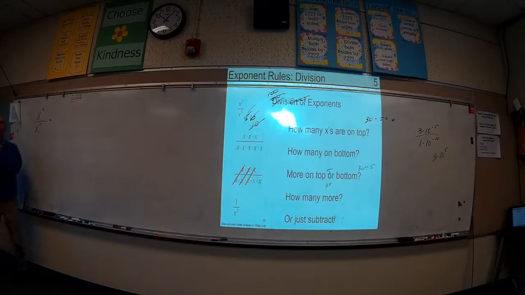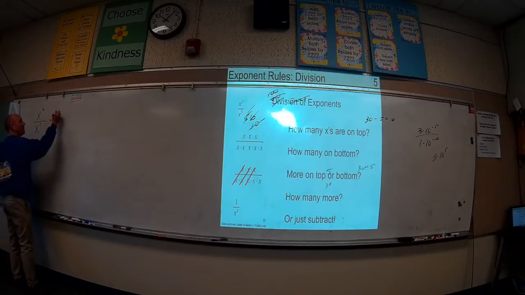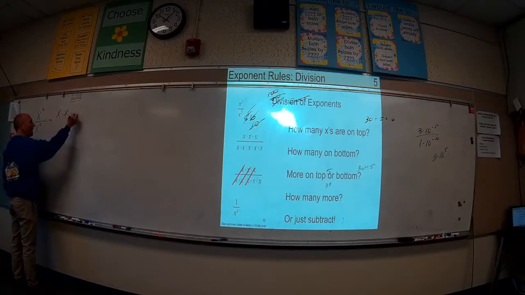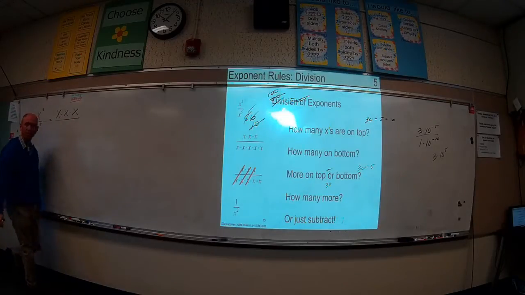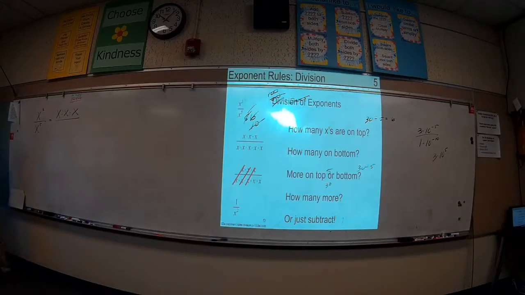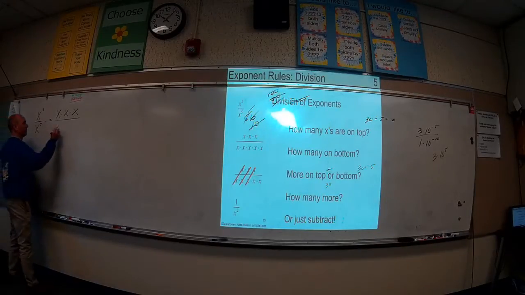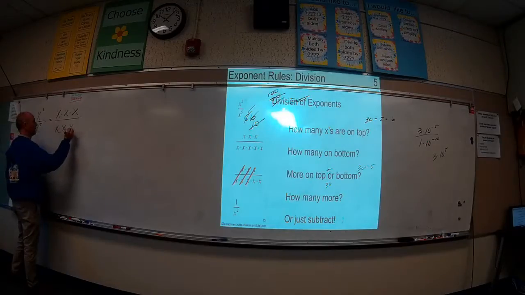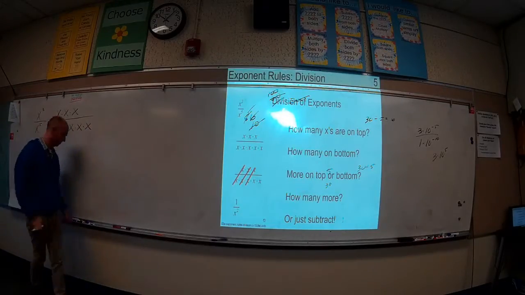First question. Let's start over there with Dakota. X to the 3rd. What does that even mean? X times X times X. It does. It means X times X times X. Thank you, Dakota. Ava, x to the 5th. What does that even mean? X times X times X times X times X. Excellent.